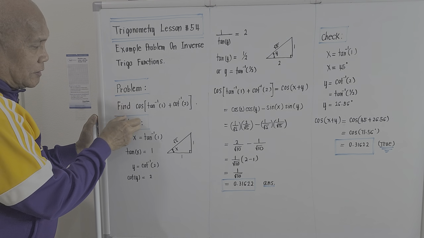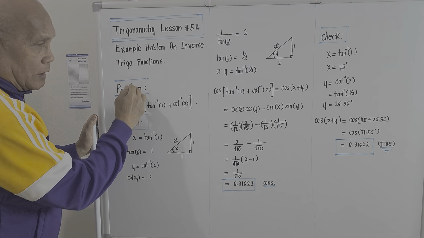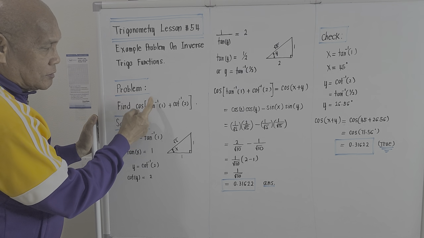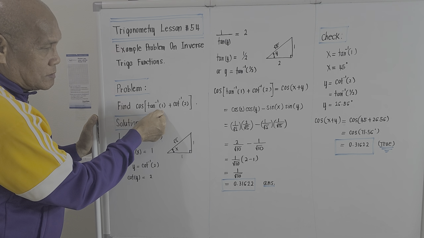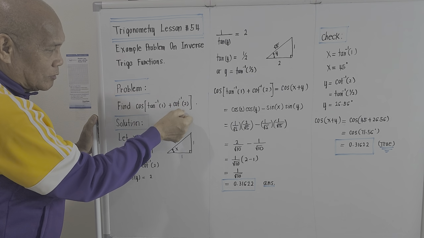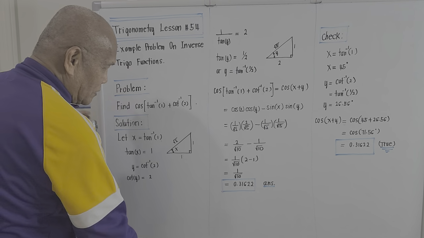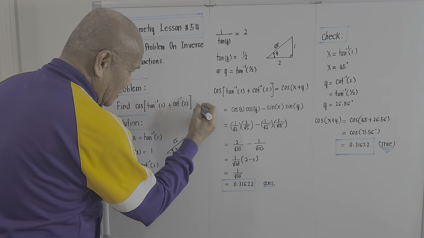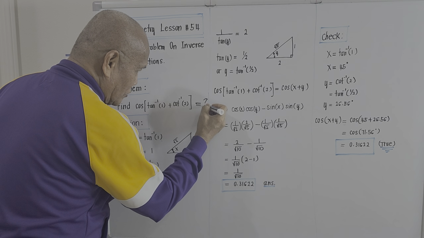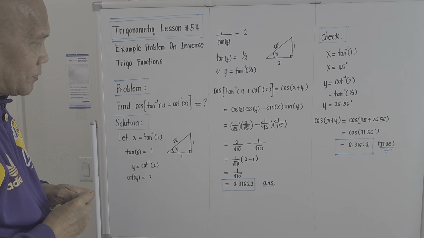Find the cosine. It's a complicated term. An open bracket, tangent to the minus 1 of 1, plus cotangent to the minus 1 of 2, close bracket. The problem is asking what will be the value of this one. So this is just an evaluation of an equation involving inverse trigonometric function.